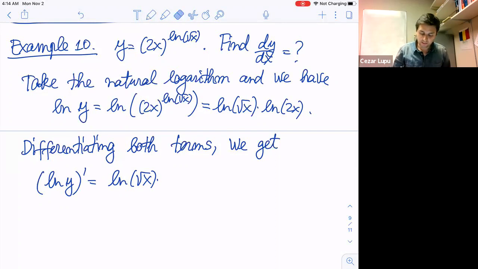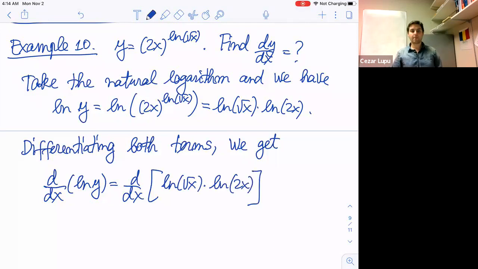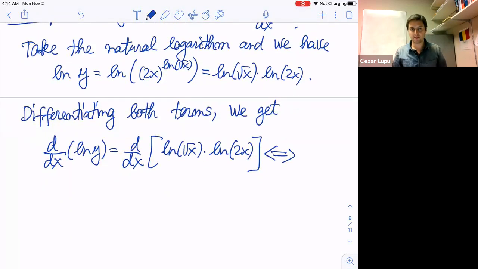All right, let me write it with the Leibniz notation as you have been used by now. So we'll have that d over dx of ln of y is the same as d over dx of ln of square root of x times ln of 2x. As you can see here, I have a product on the right-hand side. Now we just go with the usual process of implicit differentiation.